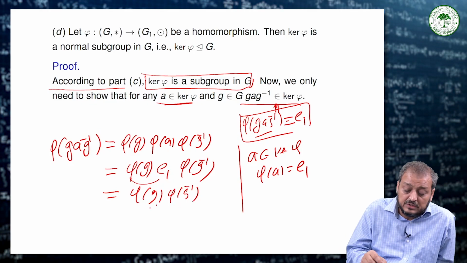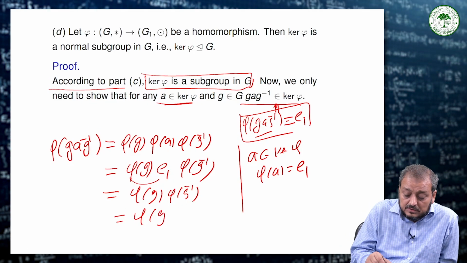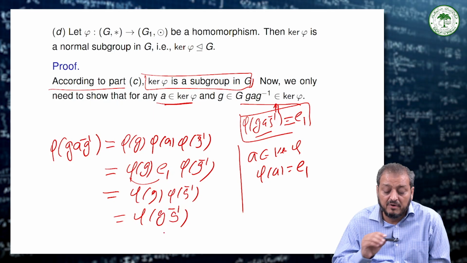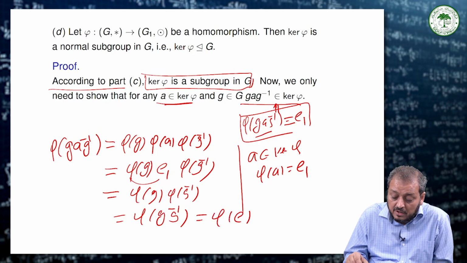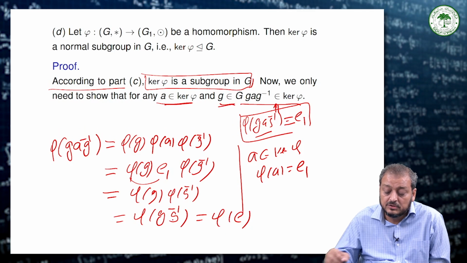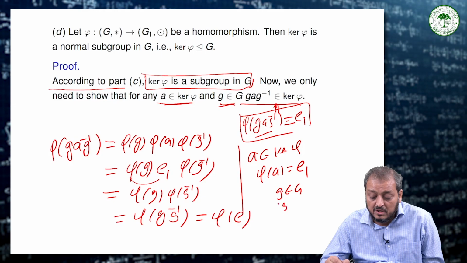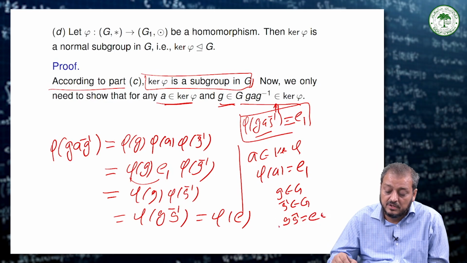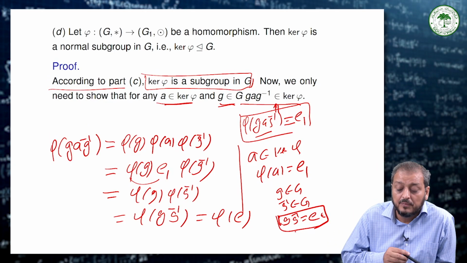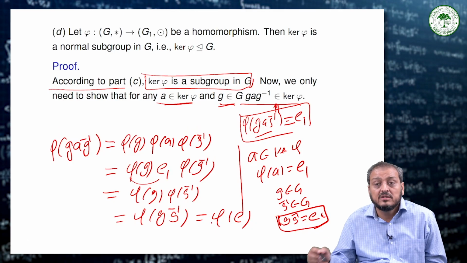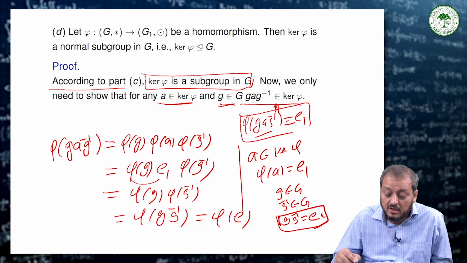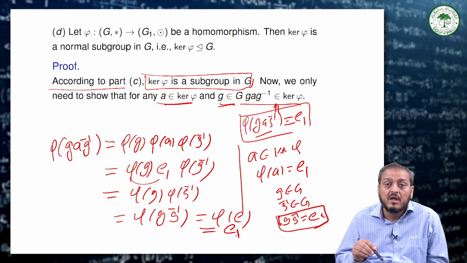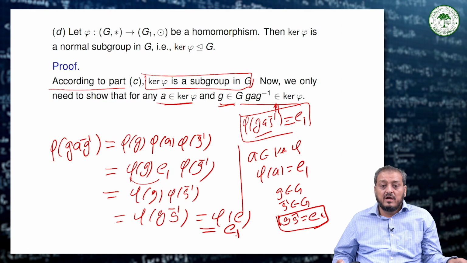Again using the homomorphism condition of phi, this can be written as phi of G inverse G, because G is an element of G, so G inverse is also an element of G, and we know that G inverse G is equal to the identity E of G. So ultimately we get phi of E, and by part 1 this is nothing but E1, the identity of the set G1.